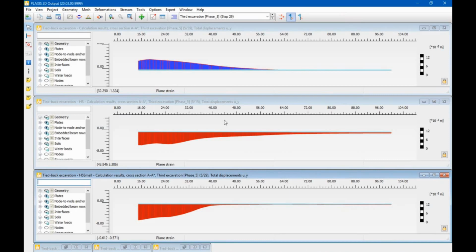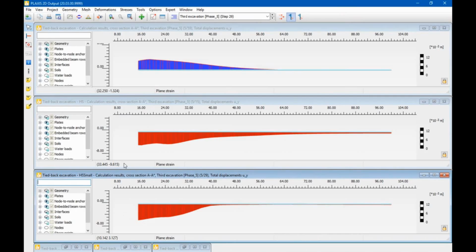Now, if you look at the HS small model, that is the lowest one. There we see that close to the wall, the settlements are very comparable to what we get from the hardening soil model. So that is very good. So hardening soil and HS small in that respect are very similar.